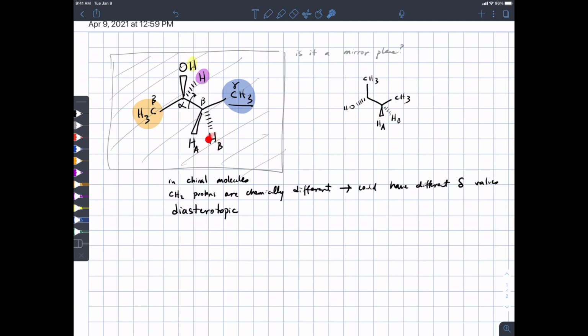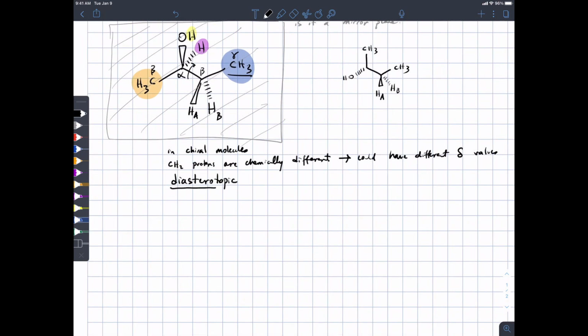A and B, so the thought experiment is this. If you were to replace A with something that's not hydrogen, something you could tell the difference between, something you could distinguish from HB, take a look at that molecule and then do the same thing with HB, those two possibilities are diastereomers of each other. And what that means is that HA and HB are in diastereomeric environments that are not the same.